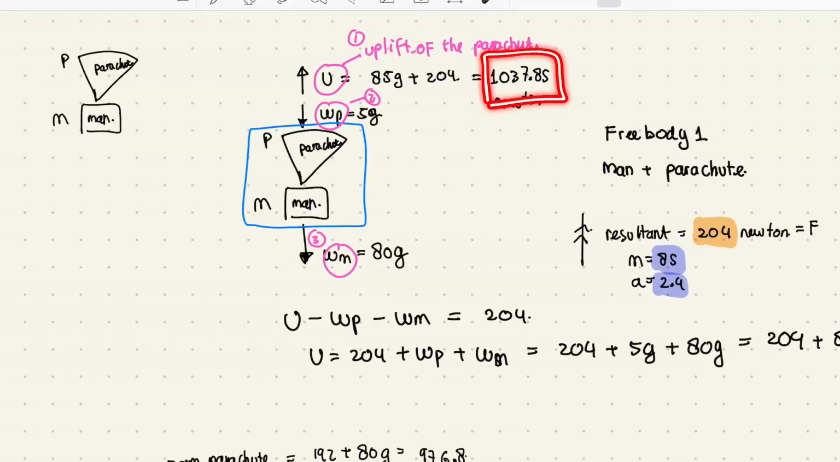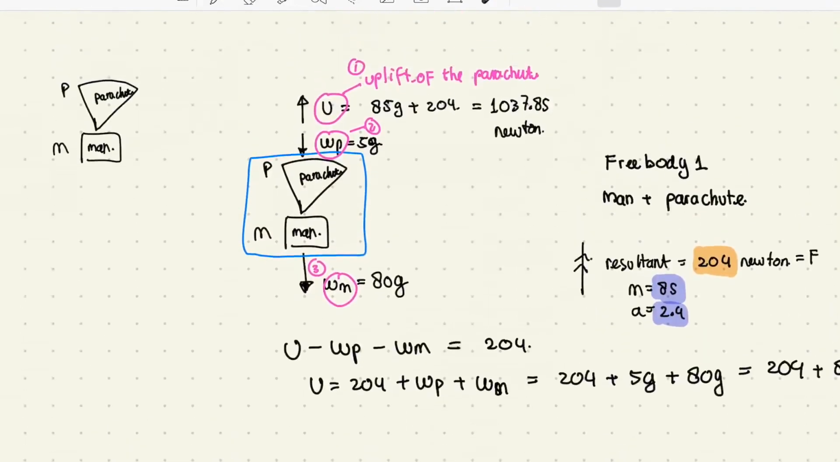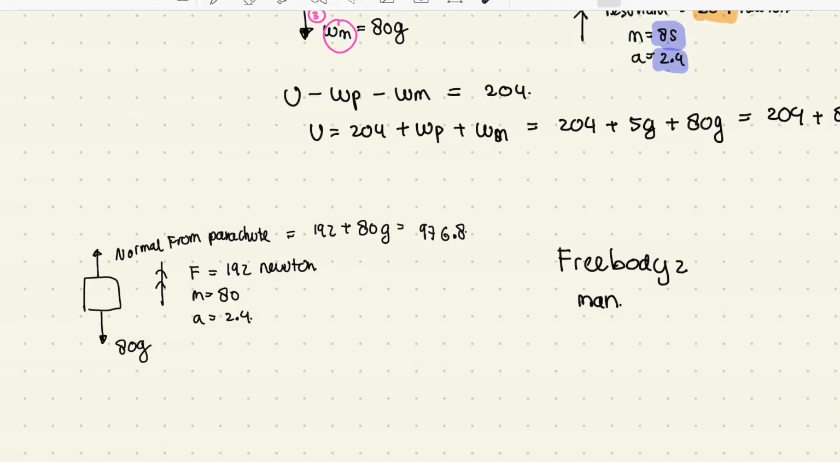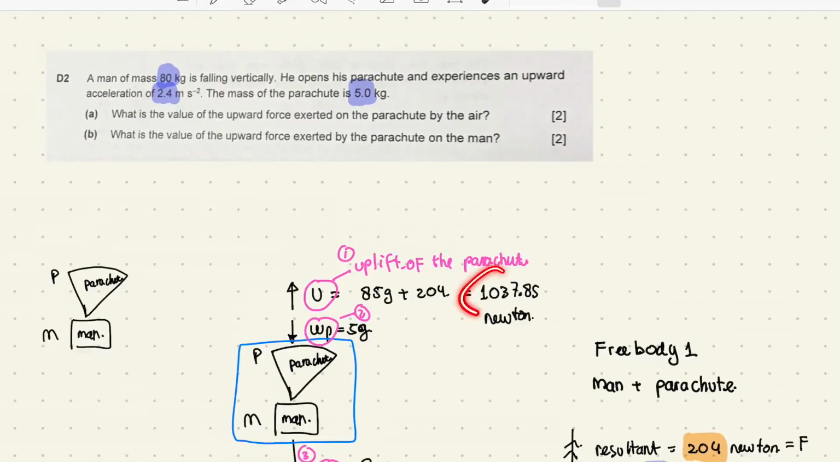Then this number we need it for the next one. No, we don't need it actually. Yeah, for the next question. So the uplift we get is 103.85.